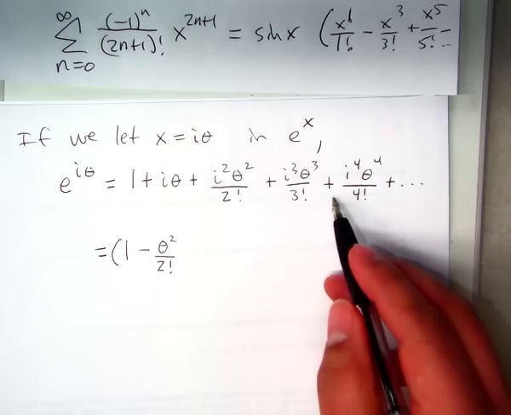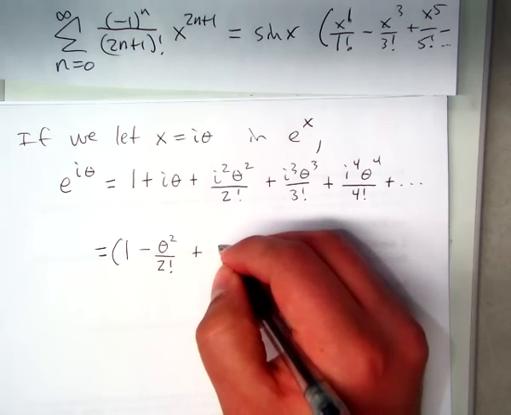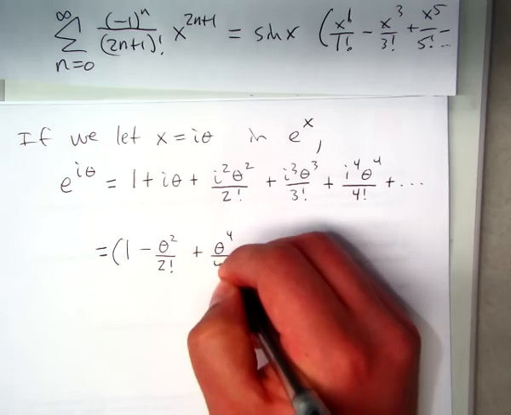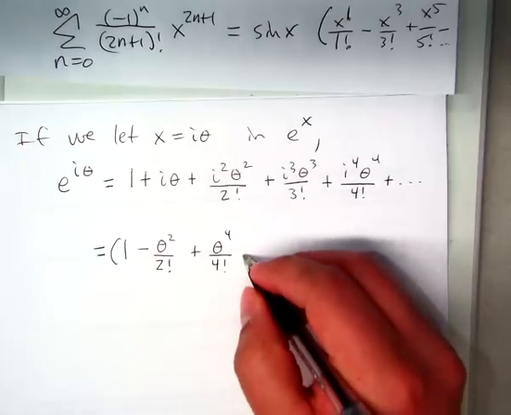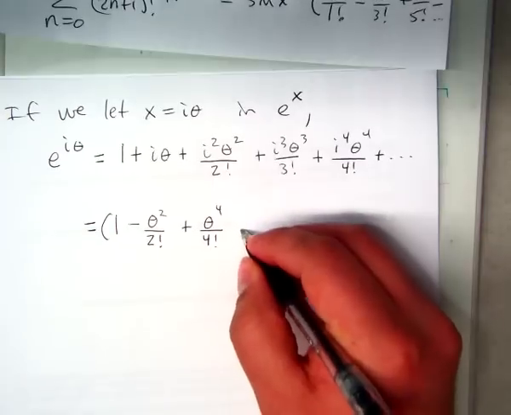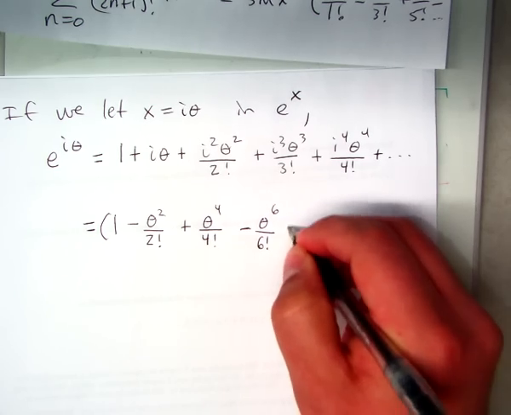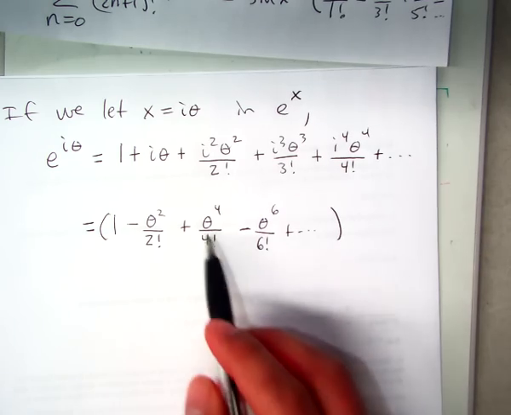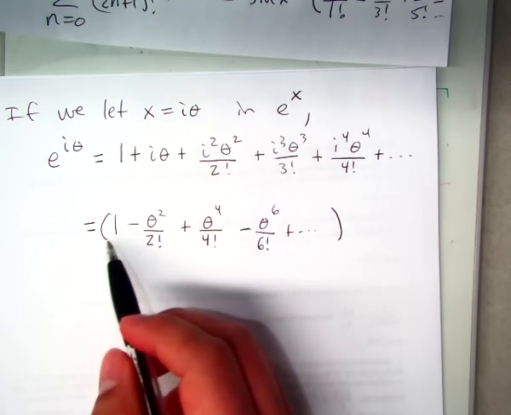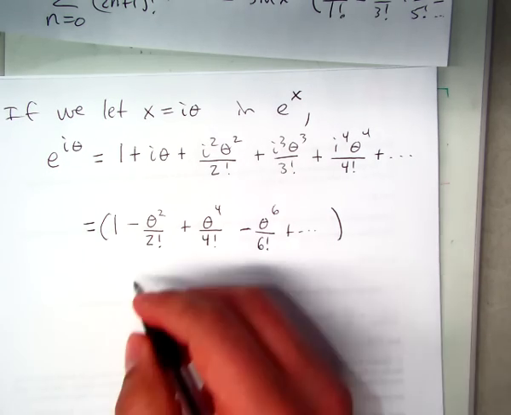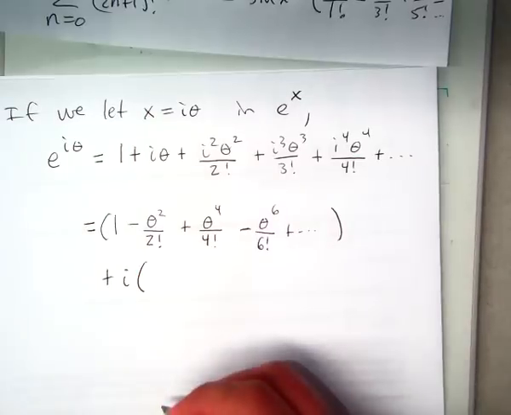And then my next term was this guy over here, right? i to the 4. So that's plus just 1 times theta to the 4 over 4 factorial. And we didn't write it down, but what would the next term be? Minus theta to the 6th over 6 factorial, and so on. Okay, so all I'm doing is taking the Taylor expansion of e to the x, plugging in i theta, grouping all my real stuff first, and now what I'll do is factor out an i from all the imaginary terms.